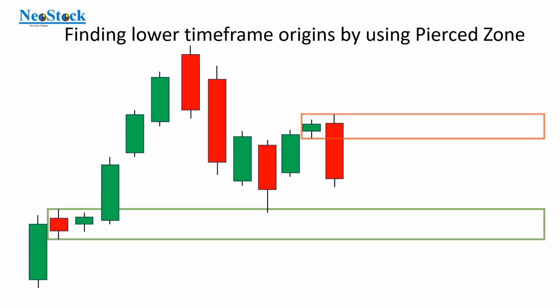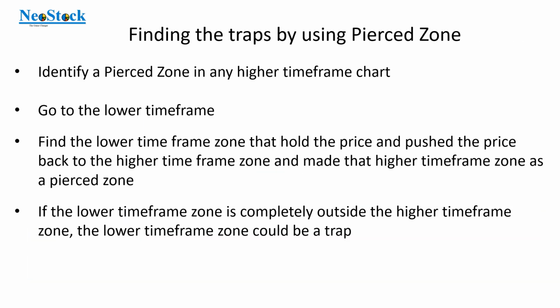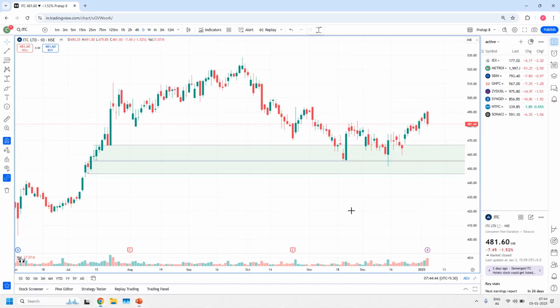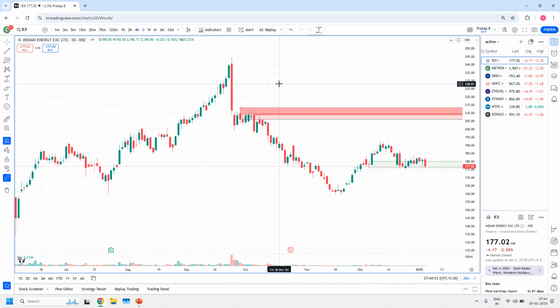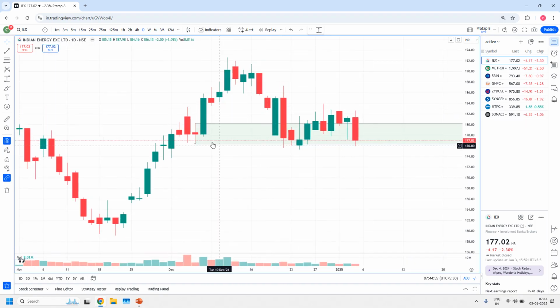Okay. Let us look into this example. IEX. I am selecting IEX. This is a daily chart. See, IEX is having a piercer zone here. Drop, base, rally. Have you noticed in this candle, this zone is violated?